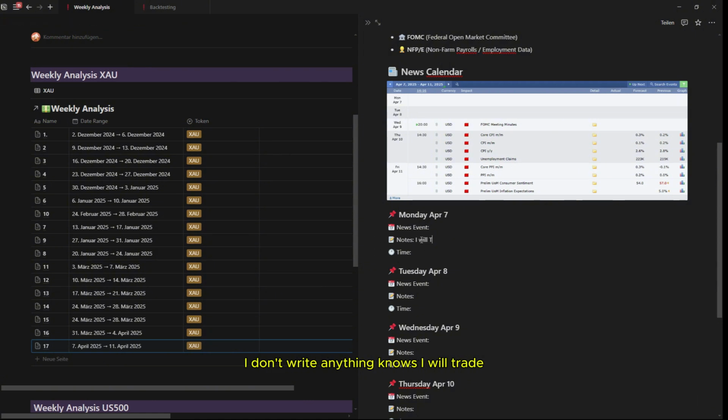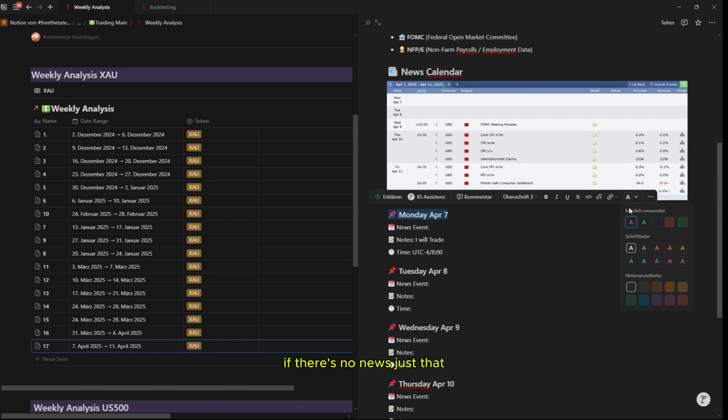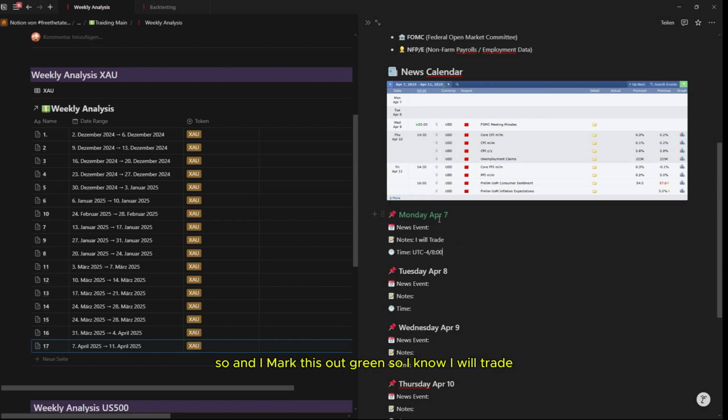Notes: I will trade. And since I trade the New York session, that means I will start at UTC-4, I think it is now for New York, at 8 a.m. So I write it down. Basically that's what I do if there's no news, just that. And I mark this green so I know I will trade.